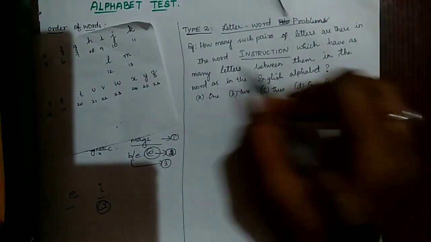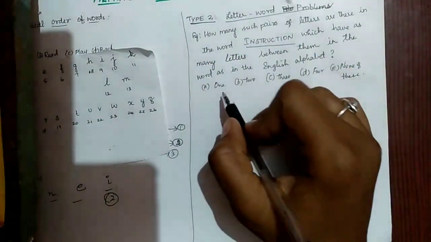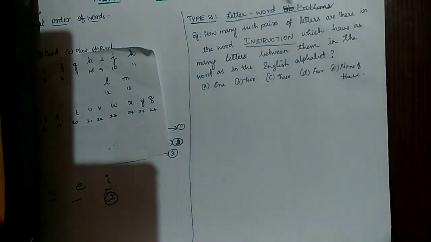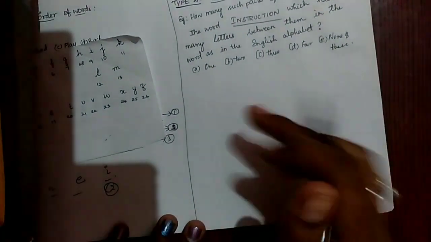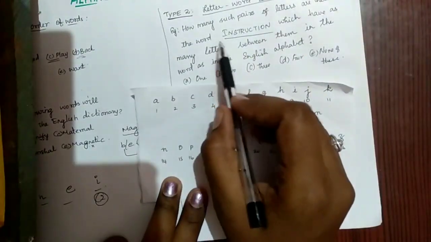So we have to check the English alphabetical order of letters against the word "instruction". The given options are 1, 2, 3, 4 and none of these. Now we'll check with this. I will go one by one.